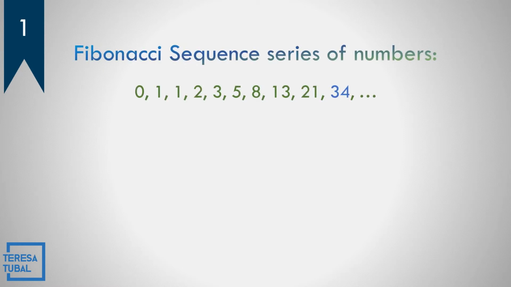The Fibonacci sequence series of numbers are 0, 1, 1, 2, 3, 5, 8, 13, 21, and 34. How do we get those consecutive numbers? As you can see, we add: 1 plus 0 is 1, 1 plus 1 is 2, 2 plus 1 is 3, 3 plus 2 is 5, 5 plus 3 is 8, 8 plus 5 is 13, 13 plus 8 is 21, 21 plus 13 is 34.